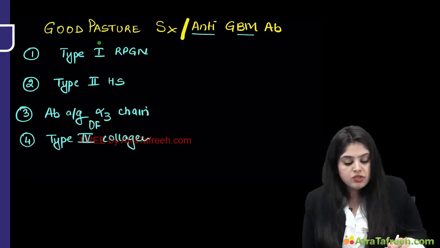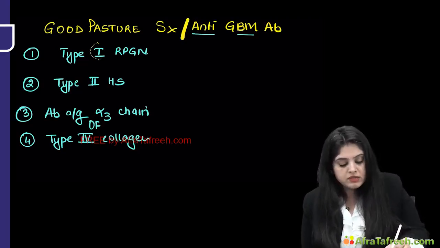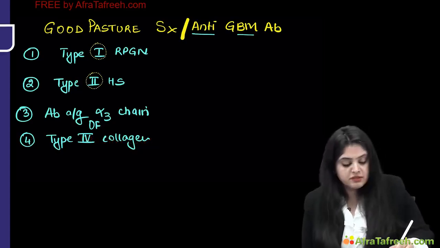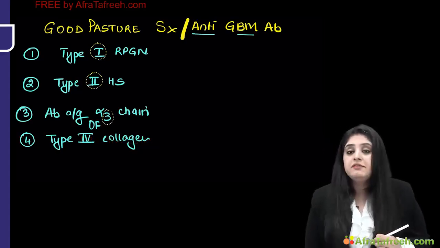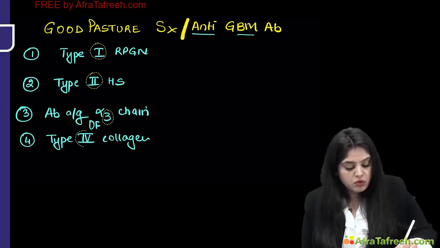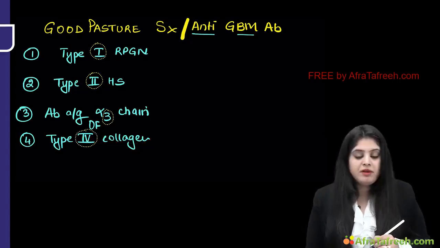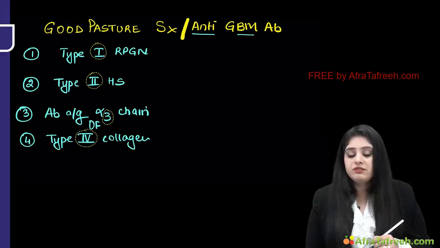Let's repeat. Which RPGN am I talking about? It is type 1 RPGN. Which hypersensitivity? Type 2 hypersensitivity. Which alpha chain? Alpha 3 chain of type 4 collagen is going to be affected. I hope everyone has understood the 1, 2, 3, 4 of Goodpasture syndrome.